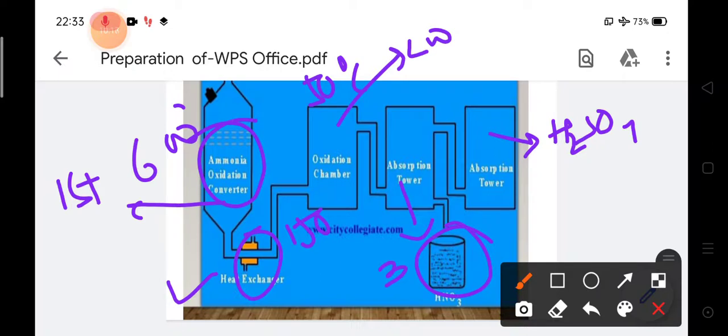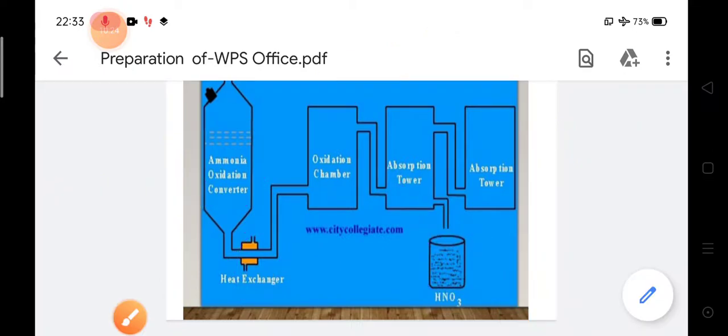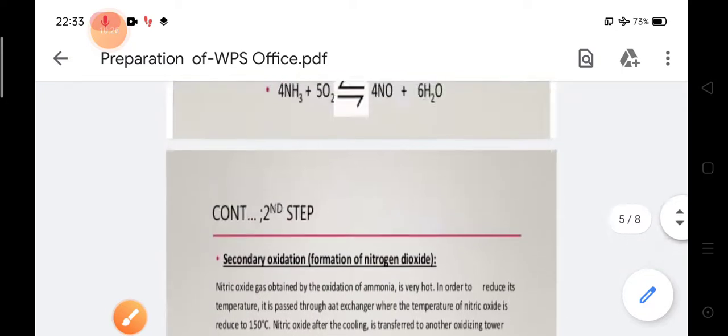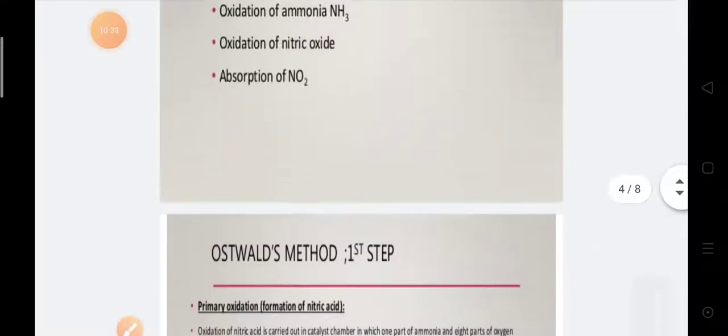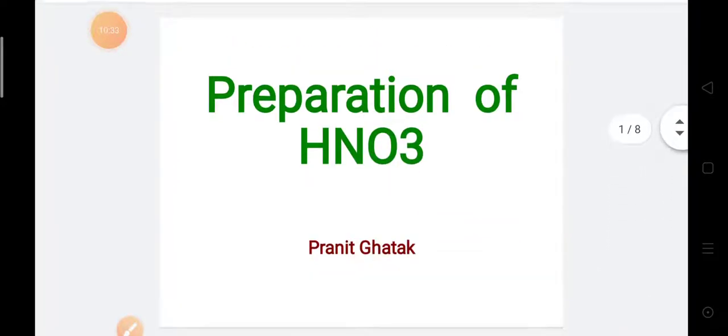So this is the topic of the day. I hope you have understood this part very well. If you have any doubt regarding today's topic, please ask me in the comment section below.